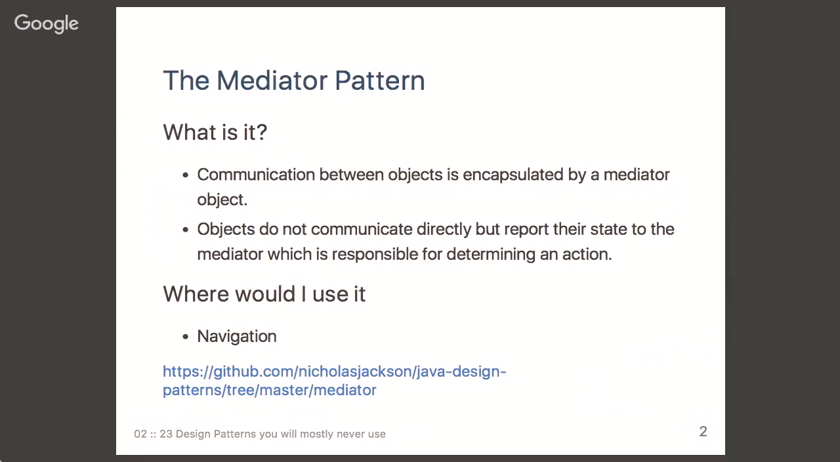So the mediator pattern, this is the first one I want to talk about. The mediator pattern is all about a central object which is responsible for interacting with other objects. So the objects don't communicate directly, but they communicate through this central source. Why is this useful? It's useful because you can then put that distribution or action logic in a central place rather than having it distributed through the individual classes themselves.